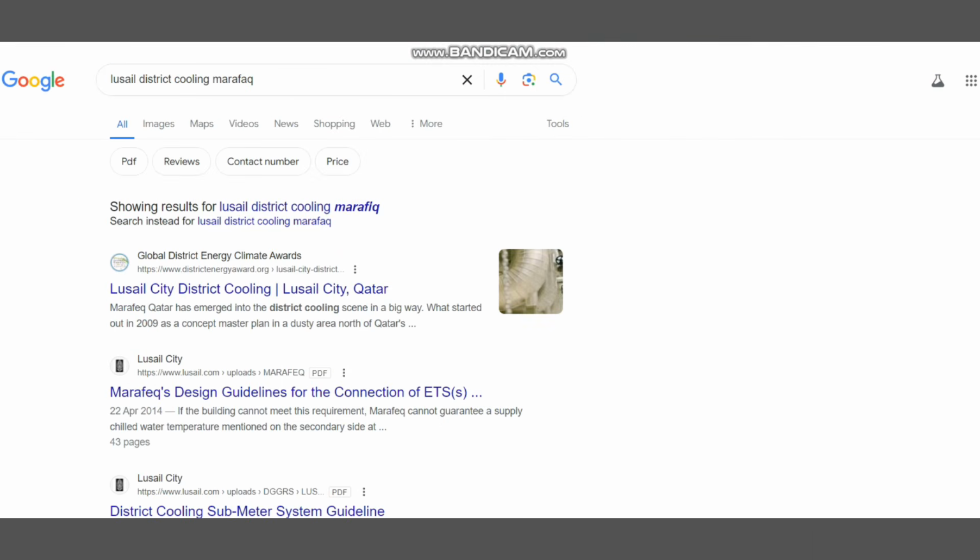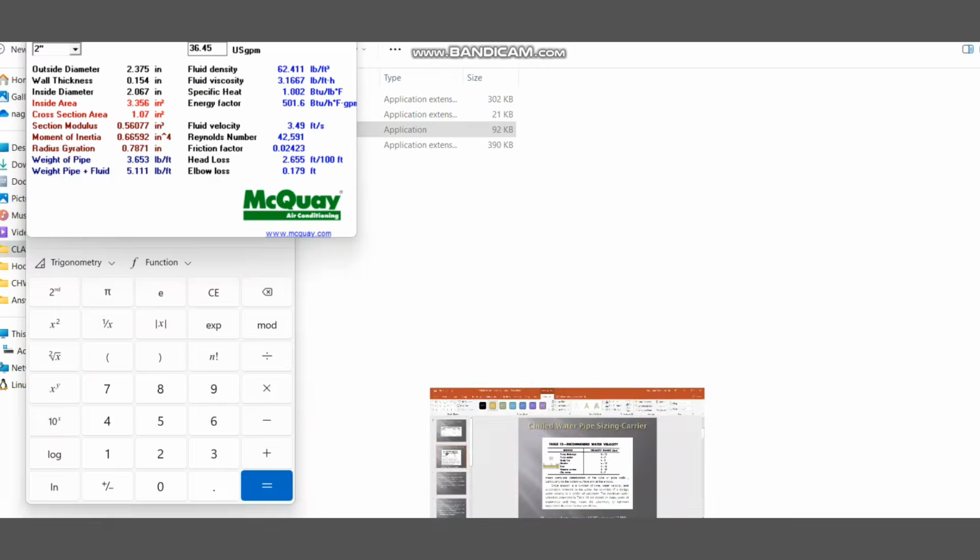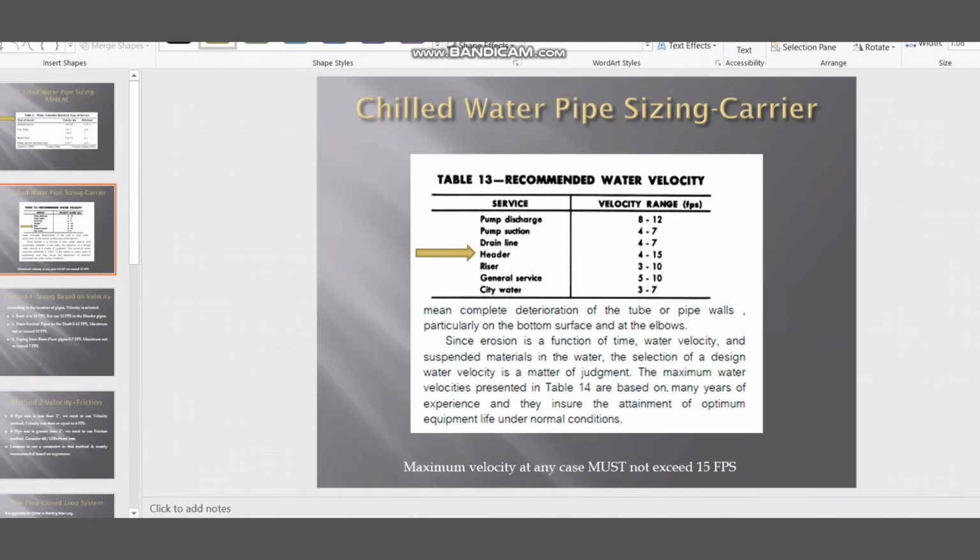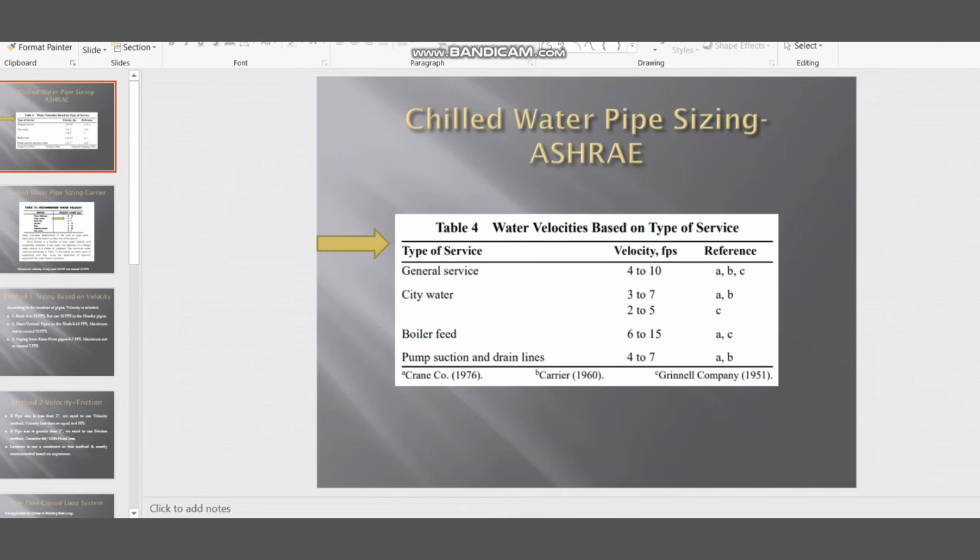In the header line they have given the maximum velocity, like you see here. The velocity of the header line is 4 to 15 feet per second, and the riser line, as we already discussed, is 3 to 10 feet per second, and pump suction and discharge is 8 to 12 in the discharge line and 4 to 7 in the suction line.